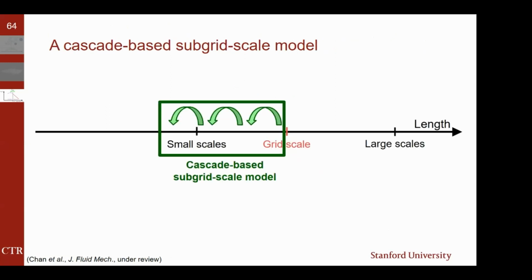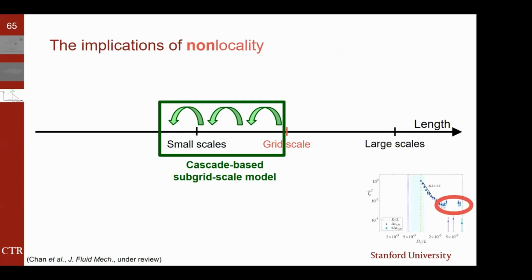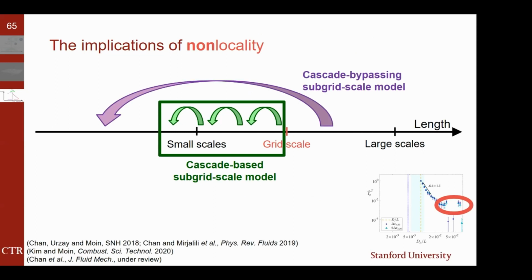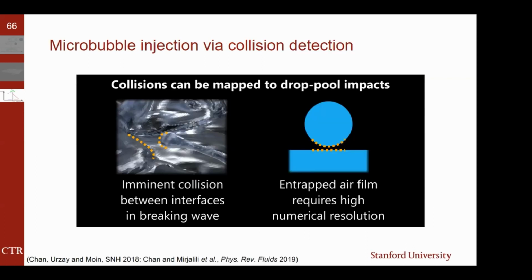So this, again, could be the end of the story, but remember the occurrence of these non-local events I mentioned earlier. So what are the implications of this non-locality? It turns out that if we want to fully capture bubble breakup in these waves, we need another subgrid-scale model that bypasses this cascade. And we don't have too much time, so let me just quickly go through how we could implement this.